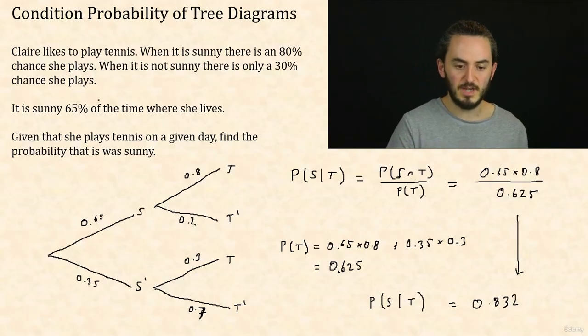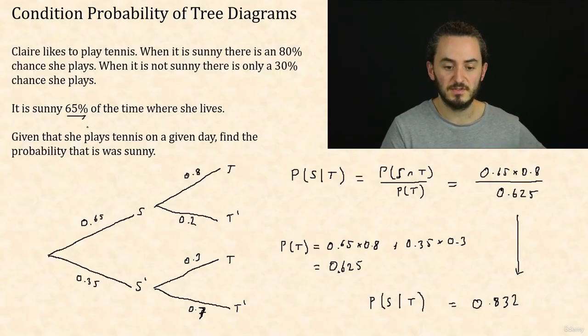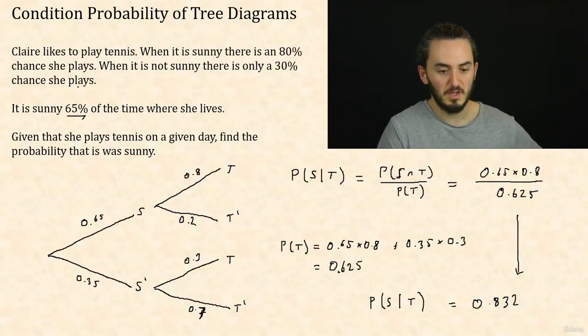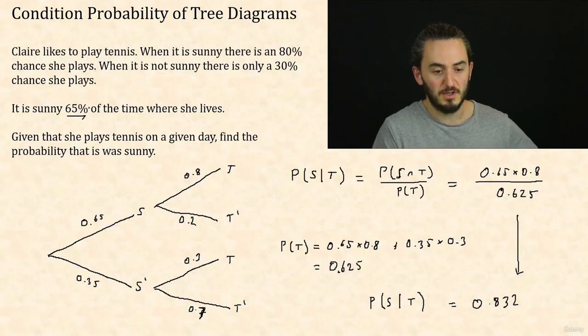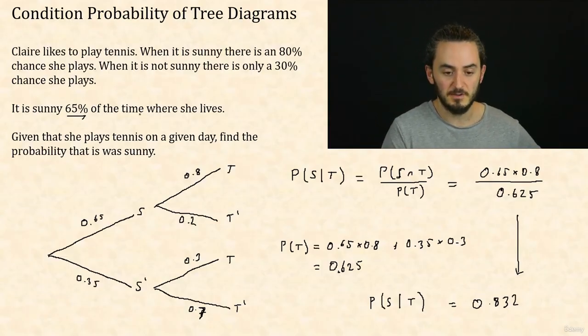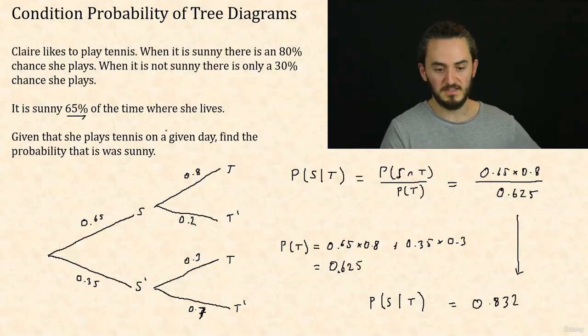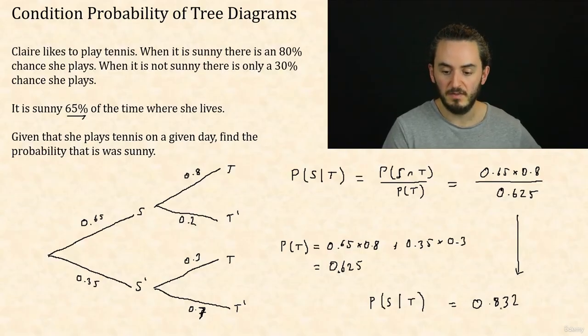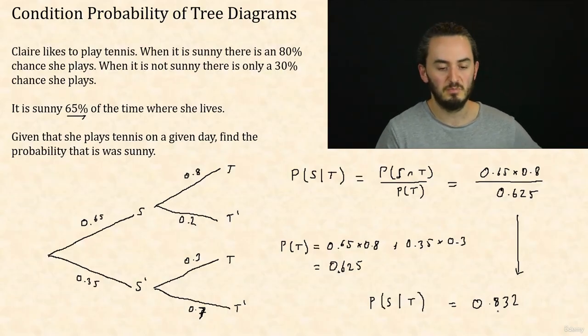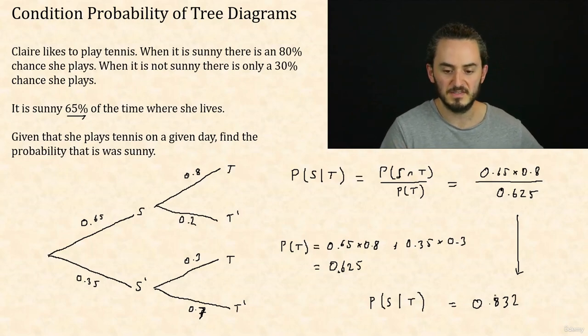We know that in general, there's a 65% chance that it's sunny. But if you've learned that Claire played tennis on a certain day, you get to update your belief. You get to, in fact, say, now I know that there was roughly an 83% chance that it was sunny. So that's actually at the heart of Bayes' theorem, Bayesian thinking: updating your beliefs based on new evidence.